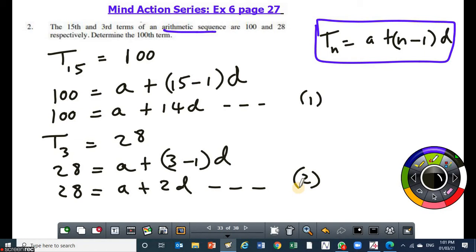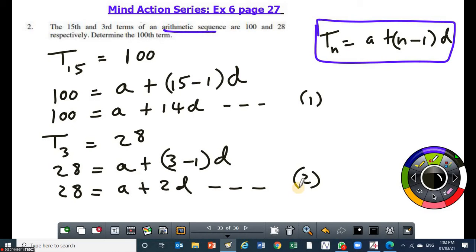Once you have those two linear equations, it becomes a grade 10 question, because you were taught how to solve a pair of simultaneous linear equations in grade 10. Solving for A and D becomes a grade 10 question. So what I'm going to do next is, it's your choice. I'm going to make A the subject in equation 1. So I'll take the 14D to the left. I'm going to move on to the next page.